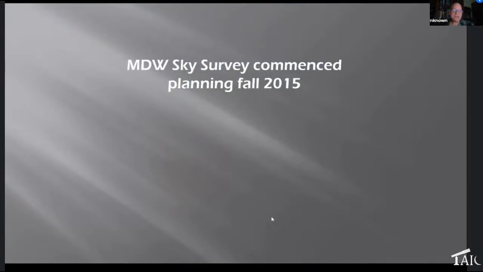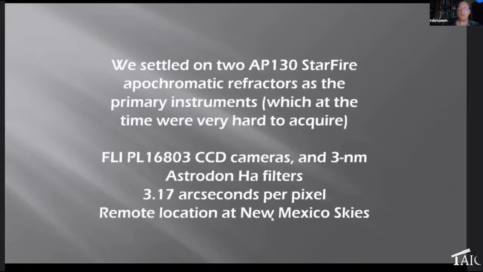But our sky survey commenced planning in the fall of 2015 after those initial tests. Okay, we settled on two AP 130 Starfire apochromatic refractors as the primary instruments. In addition to that, they were paired with FLI PL16803 CCD cameras, which were kind of the cream of the crop back in 2015. And of course, we matched them with 3 nanometer H alpha filters from Astrodon.